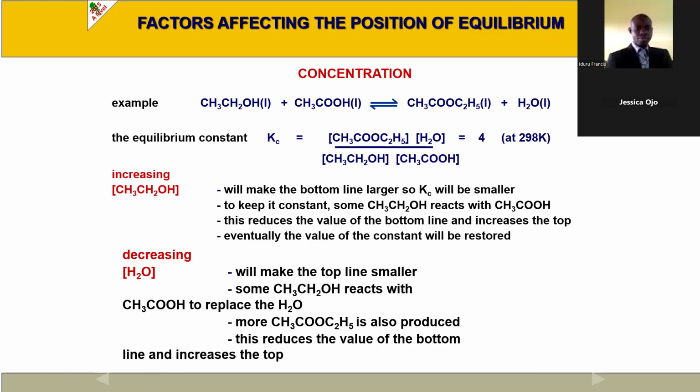This is talking about a substitution reaction. We have ethanol reacting with ethanoic acid to give us ethyl ethanoate plus water, with a reversible arrow. The Kc will be the product over the reactant, all raised to the power of the moles, which is 1. Over the reactant, we have the reactant as well. Kc has been given to us as 4 at 298 Kelvin.